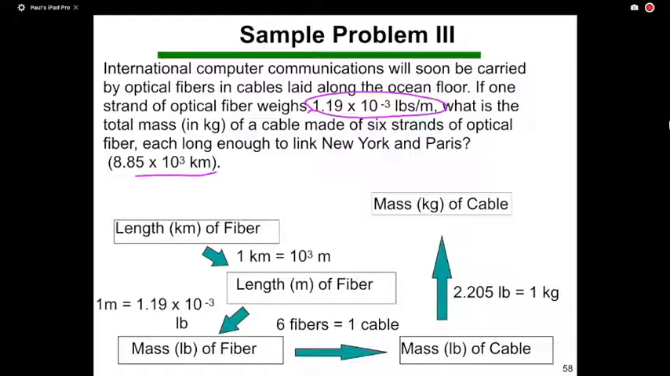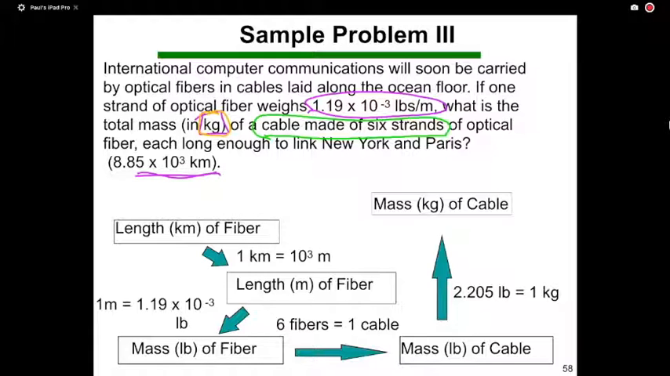We want the total mass in kilograms. That's the final unit. So this is where I want to end up. This is where I start. Any other conversion factors? Strands per cable. Here's a conversion factor. There are 6 strands in one cable.